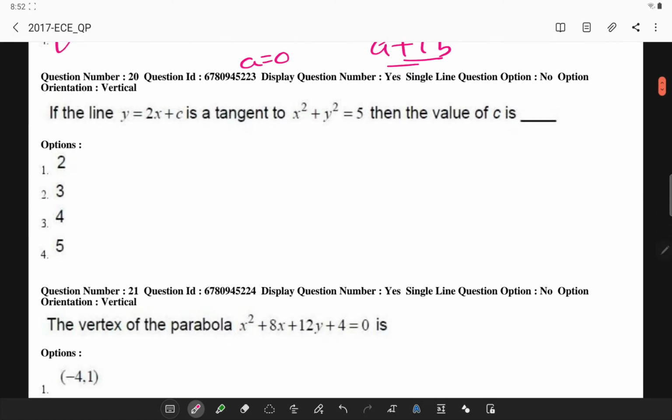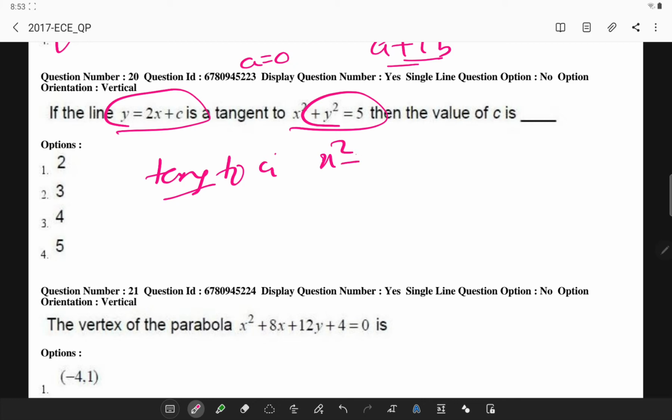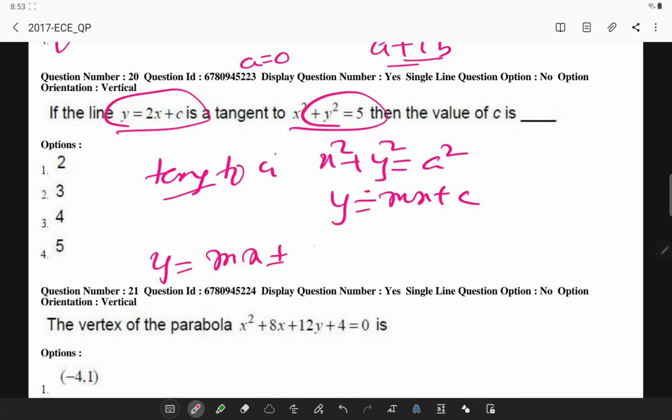Next, y is equal to 2x plus c is a line equation, and x square plus y square is equal to r square is a circle equation. Now what is the value of c? For any circle x square plus y square is equal to a square, the tangent y is equal to mx plus c, the student has to remember, is y is equal to mx plus or minus a into root 1 plus m square. This is the c value.